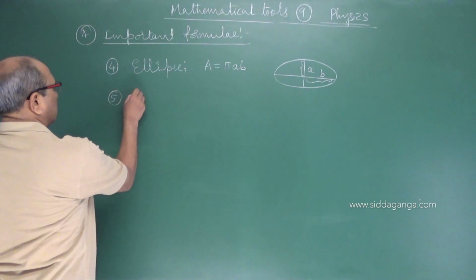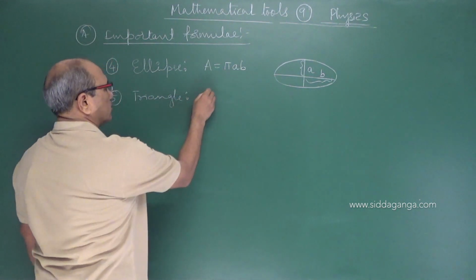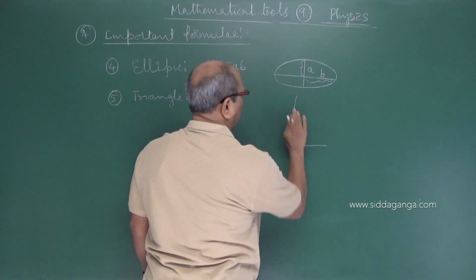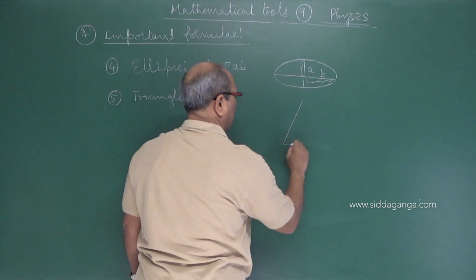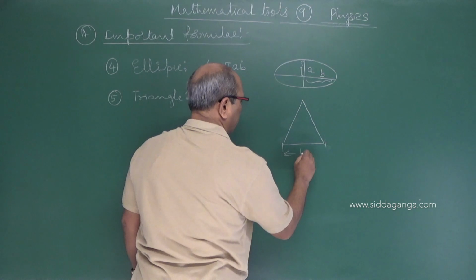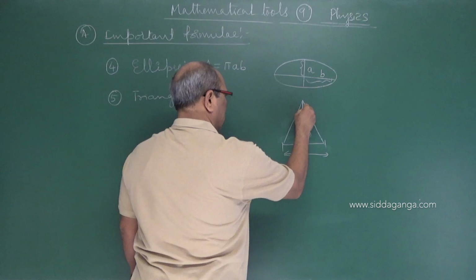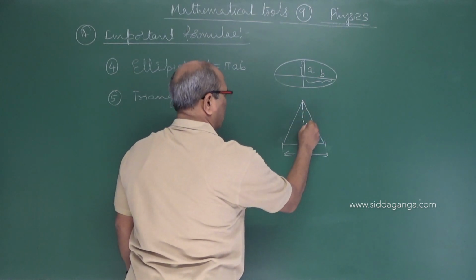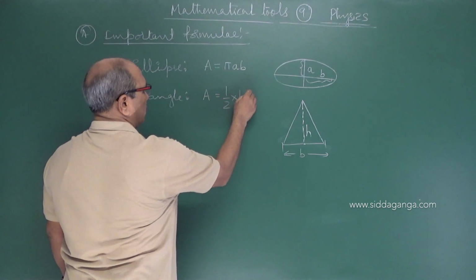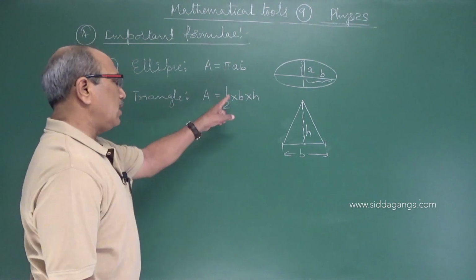Another is the triangle. Surface area of the triangle. Suppose we have a triangle, which we are calling the base, and this as the height. Half into base into height helps us to measure the area of the triangle.